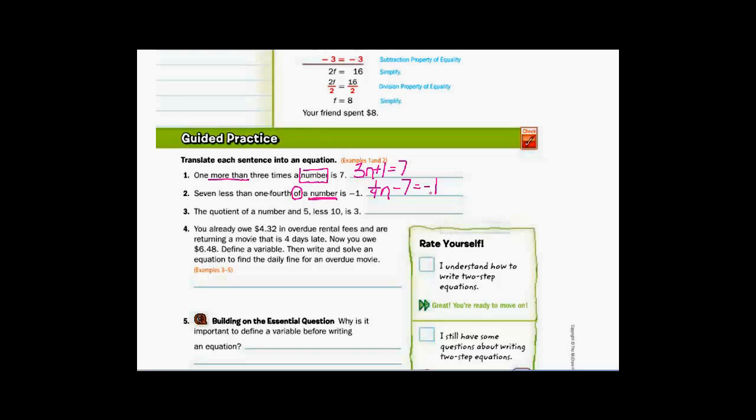The quotient of a number and 5. Again, when you're talking about subtraction and division, whichever one is said first goes first. So this one's said first, so it would be n divided by 5. And again, in algebra, we don't hardly ever use the division symbol like this. If you want division, it's always expressed kind of like a fraction. So a number divided by 5, that's the quotient of a number and 5, less 10. So that means it's this less 10. Less is subtraction. So this less 10 is 3. There's our equation.